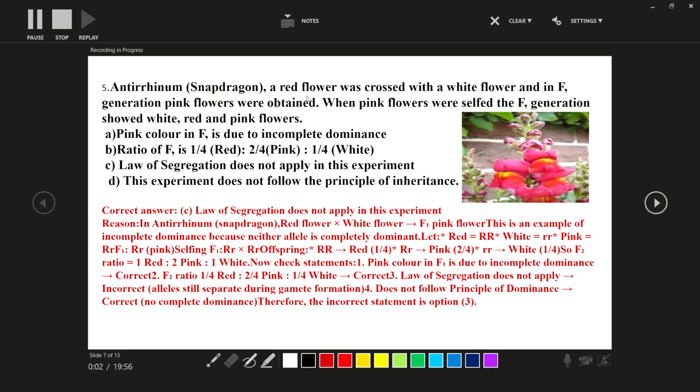In snapdragon, a red flower was crossed with a white flower, and in F1 generation, pink flowers were obtained. When pink flowers were selfed, the F2 generation showed white, red and pink flowers. Then you can see the answer is C. Law of segregation doesn't apply in this experiment.